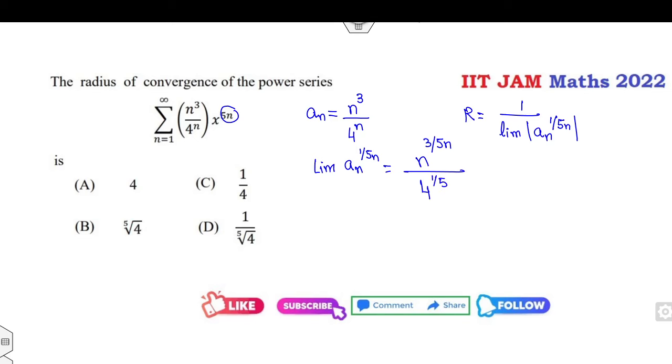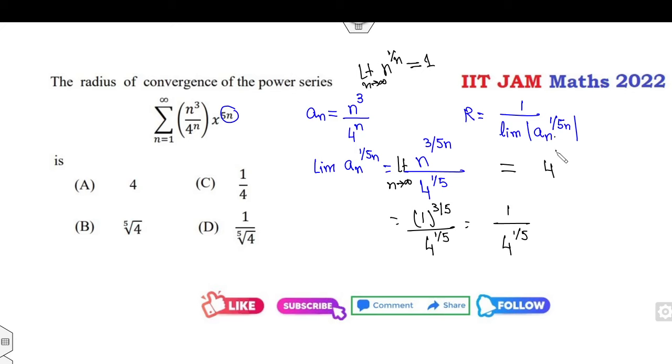Now if you consider the limit as n approaches infinity, again I can use the same result. This limit is 1 as n approaches infinity. So this is 1 raised to the power 3 over 5 divided by 4 raised to the power 1 over 5. That means 1 divided by 4^(1/5). So if I substitute this value in this expression, it is 4 raised to 1 over 5, which is the right answer. So that means B is the correct answer.